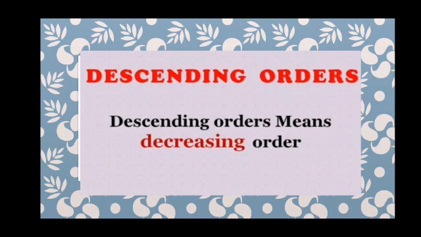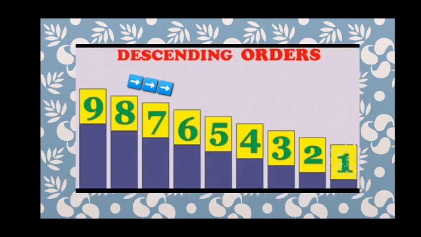Now, what is descending orders? Descending order means decreasing order. Here, the biggest number or the greatest number comes first as we move downstairs. जैसे हम सीढ़ियाँ उतरते हैं, बड़े से छोटे की तरफ चलते हैं.